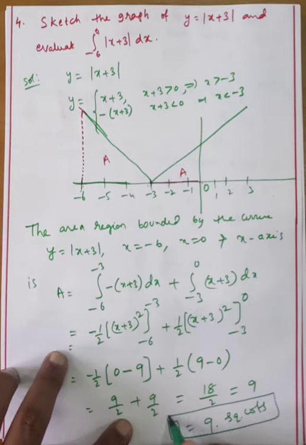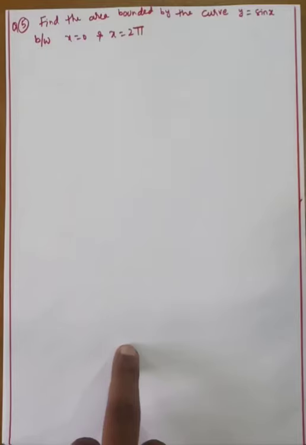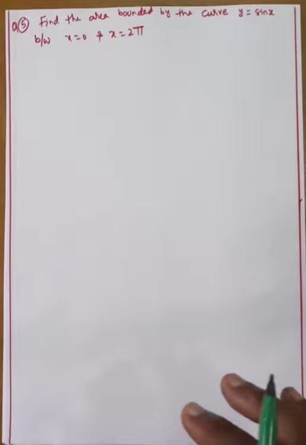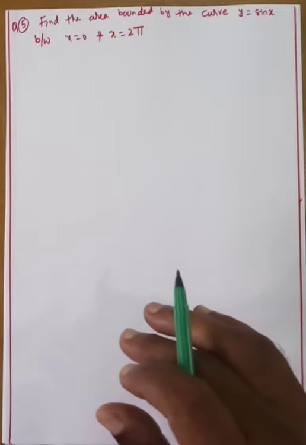Okay, my dear students, we are going to the next problem. Find the area bounded by the curve y is equal to sin x between x is equal to 0 and x is equal to 2 pi.